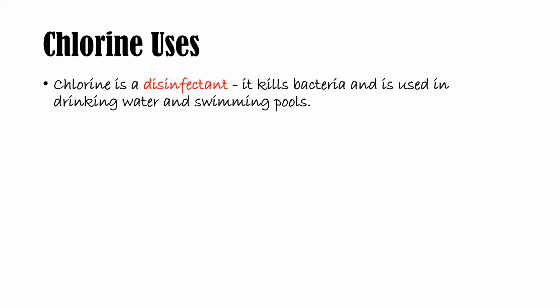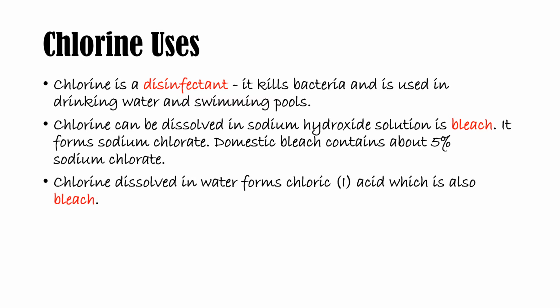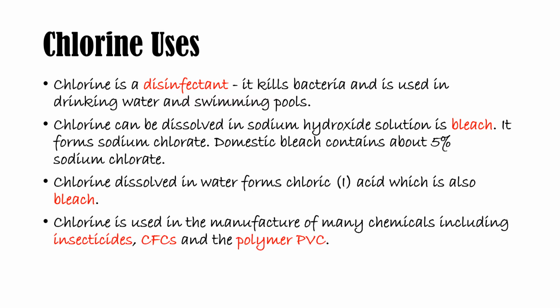Now let's look at some of chlorine's uses. Chlorine is used as a disinfectant. It kills bacteria and is used in our drinking water and swimming pools. It can also be dissolved in sodium hydroxide solution, which is bleach. It forms sodium chlorate. Domestic bleach contains about 5% sodium chlorate. Chlorine dissolved in water forms chloric(I) acid, which is also bleach. Chlorine is used in the manufacture of many chemicals, including insecticides, CFCs, and the polymer PVC.